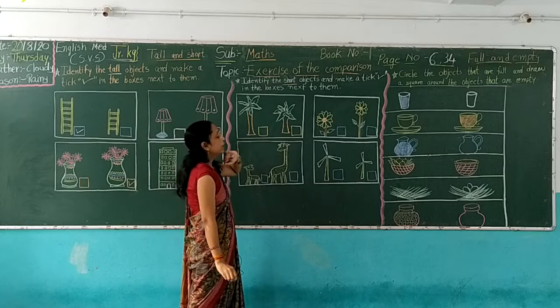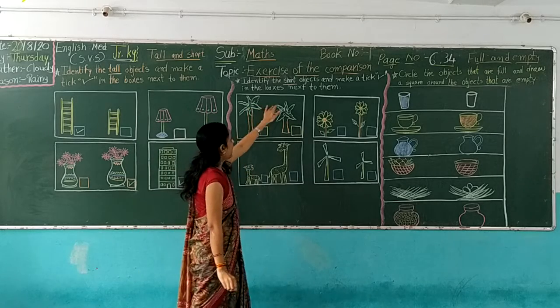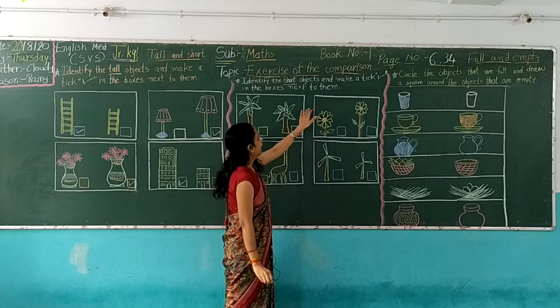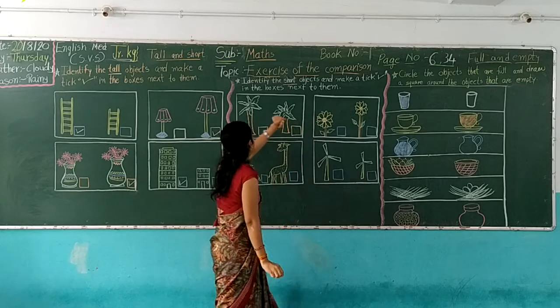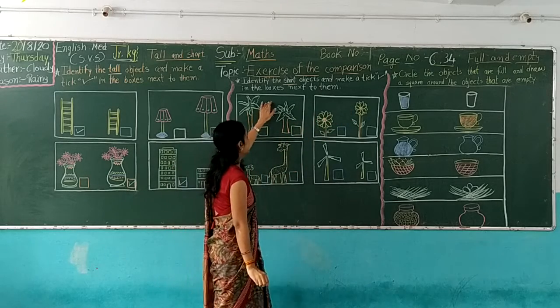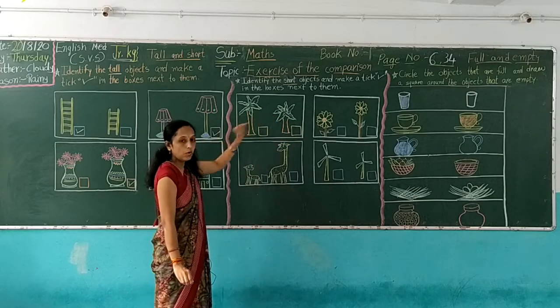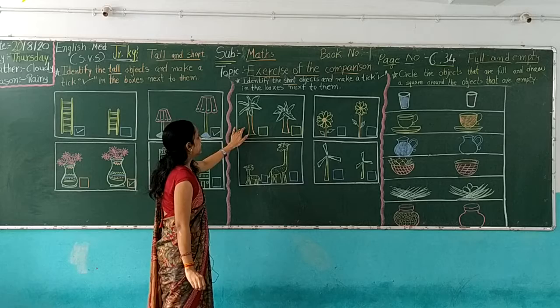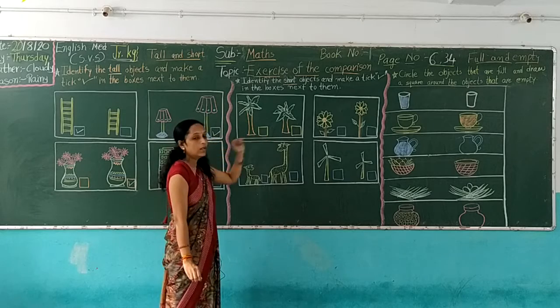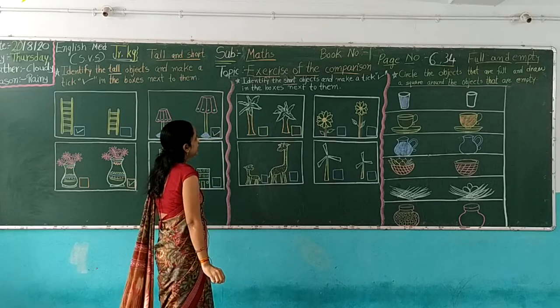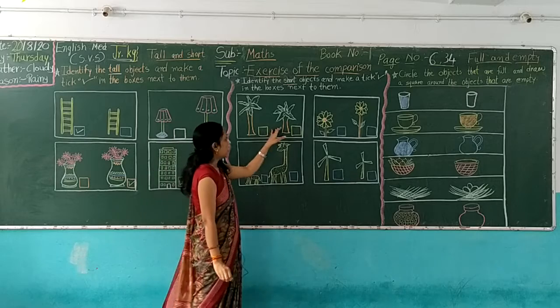And next, what is this? Here I drawn two trees. Identify the short object and make a tick in the boxes next to them. One is tall and other one is short. So tick the right here, short tree.